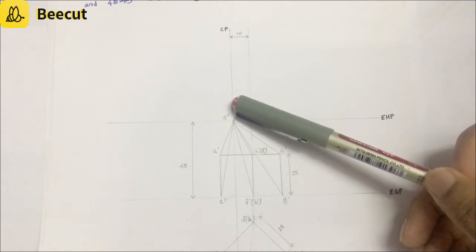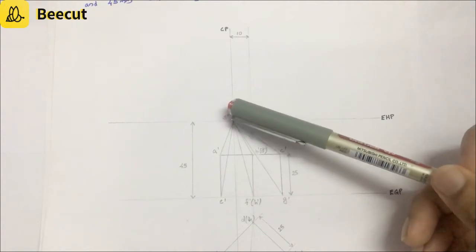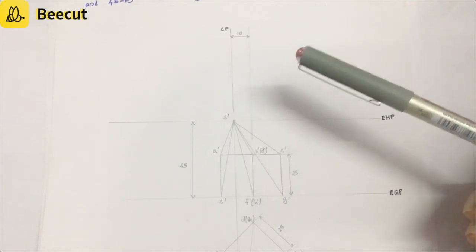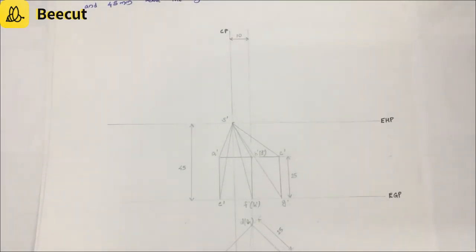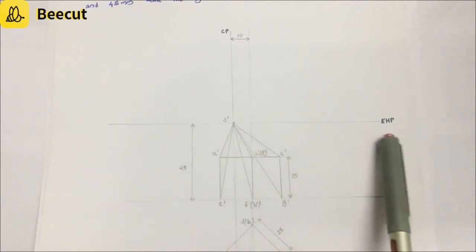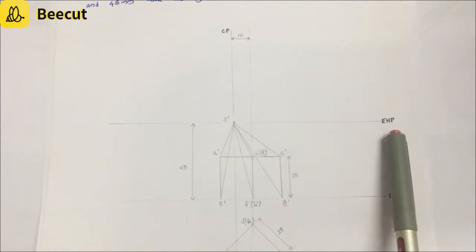So you have marked the top view of the station point as S, and the front view of the station point as S dash, which is step number 5 as well as step number 6. Then step number 7 is to draw the EHP line. Through S dash you have to draw a horizontal line, and that line is to be named as EHP, which refers to elevation of the horizon plane.